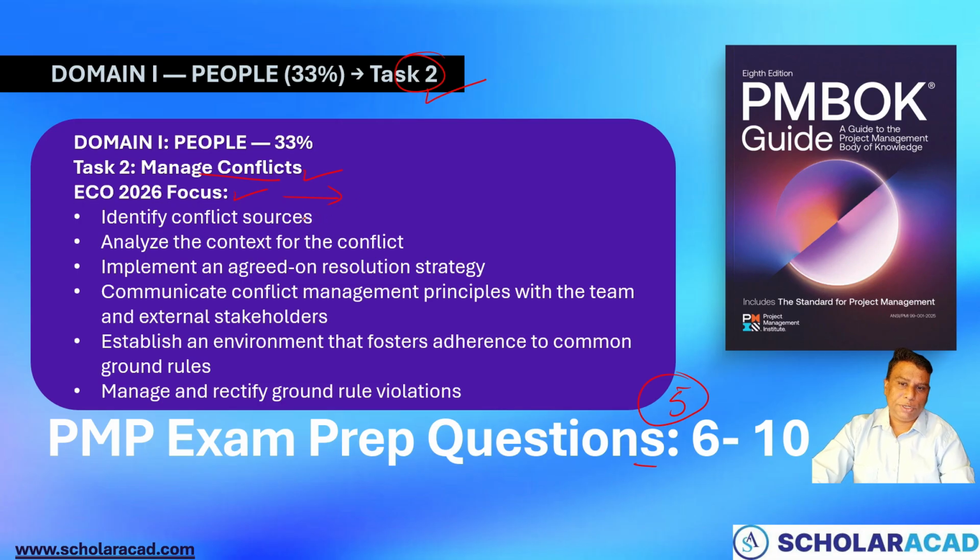In Task 2 we are going to focus on different conflicts, analyzing the context for the conflict, how we are going to implement and get the agreement, and focus on the resolution and then strategy and long-term plan. We communicate conflict management principles with the team and external stakeholders, establish an environment that fosters adherence to common ground rules, and manage and rectify ground rule violations. So let's look into this.